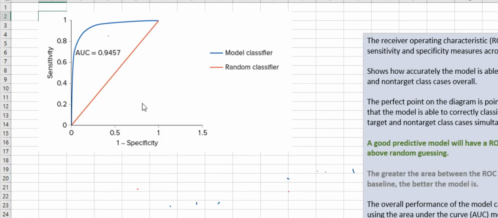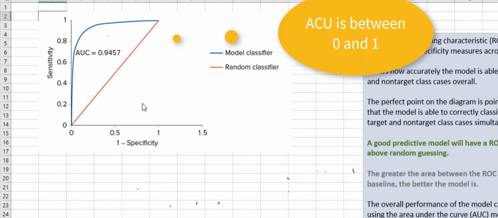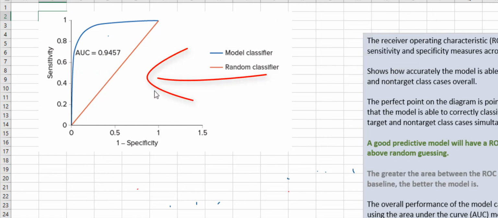The overall performance of the model can also be assessed using the area under the curve, or AUC, measure. The AUC measure ranges from 0, the worst possible model, to 1, a perfect model. The diagonal line has an AUC of 0.5. Software programs such as Analytics Solver and R will provide the AUC value, but in Excel you cannot calculate the AUC value. This figure has an AUC value of 0.9457, which suggests that the model has very high predictive performance. In the following video, I'm going to show one example of how to build ROC and cumulative lift charts using Excel.